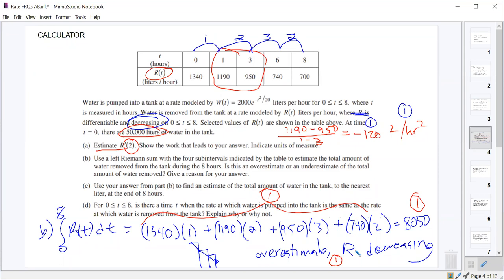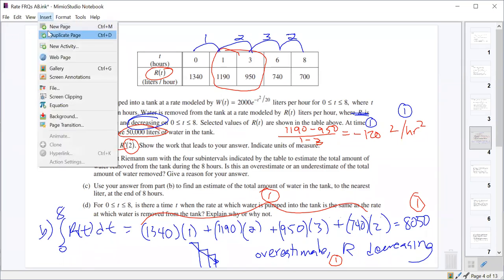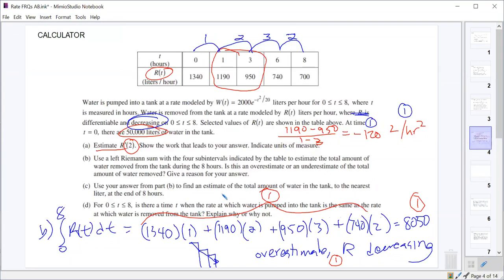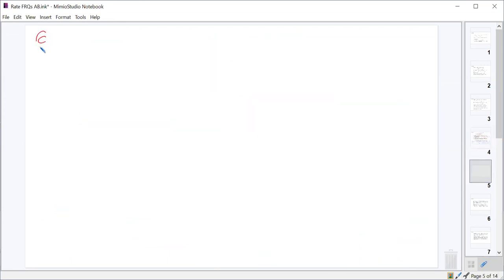All right. Part C. Part C says we want to use our answer from part B to find an estimate of the total amount of water in the tank. So when we think about that, the total amount of water should be, we'll call this W. W should equal the initial amount. What's our initial amount? I think it's 50,000. All right, 50,000, yeah. And then it should be plus.